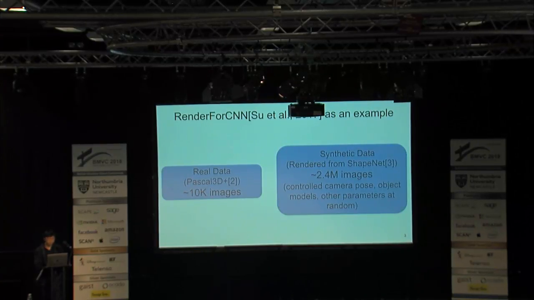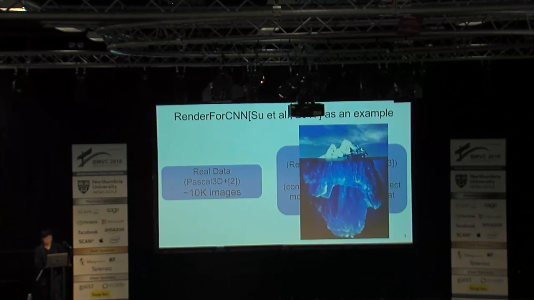Take Render for CNN as an example. The combination of camera pose and object models allows them to add 2.4 million images to the original Pascal 3D+ training sets. But 2.4 million is just the tip of the iceberg from virtual worlds, or I would say a ping pong ball at the top of the iceberg, because for an iceberg the underwater part is around 90%, while we can generate much more.